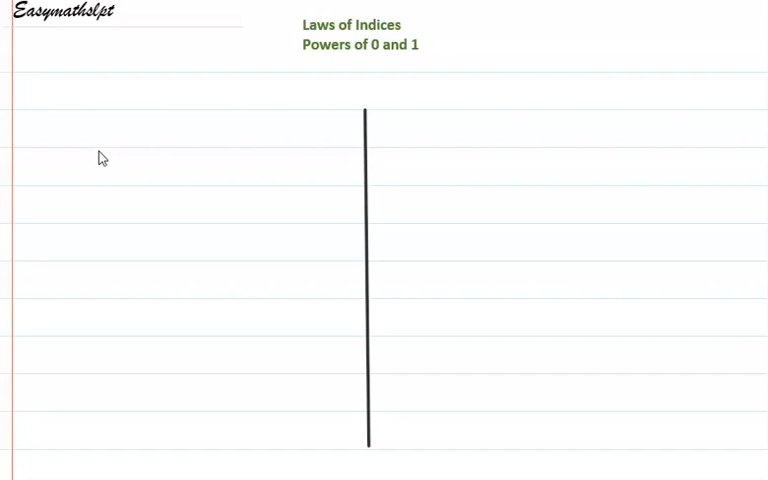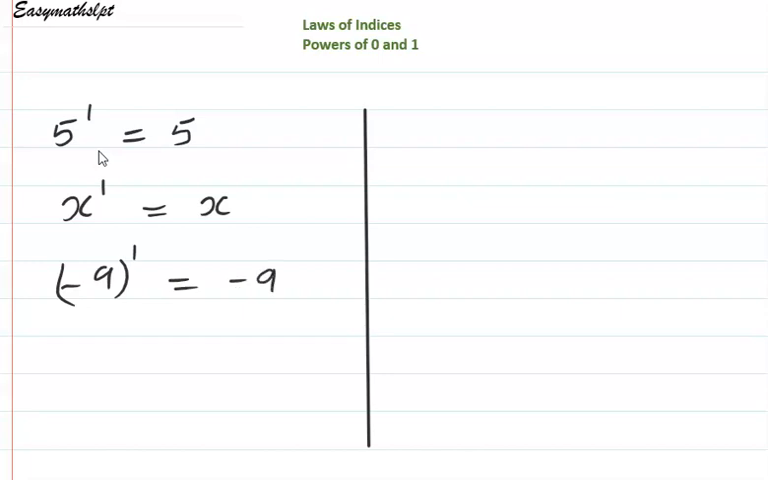For example, 5 to the power of 1 is 5. X to the power of 1 will be equal to itself, which is x. Negative 9 to the power of 1 will be equal to itself, which is negative 9. Y to the power of 1 will be equal to itself, which is y. A million to the power of 1 will still be a million. So anything raised to the power of 1 will always be equal to itself.